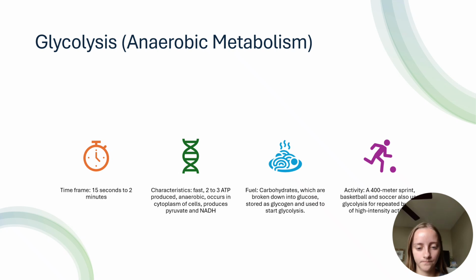And then the fuel that it is fueled by is carbohydrates, which are broken down into glucose and stored as glycogen and used to kickstart glycolysis. Whether it's the glucose or glycogen form is what determines the 2 to 3 ATP. Glucose is 2, glycogen is 3 ATP that are produced, and then this would be used in exercises such as a 400-meter sprint or soccer or basketball, where continued high spurts of intensity are required.